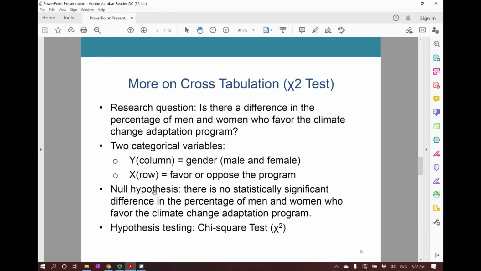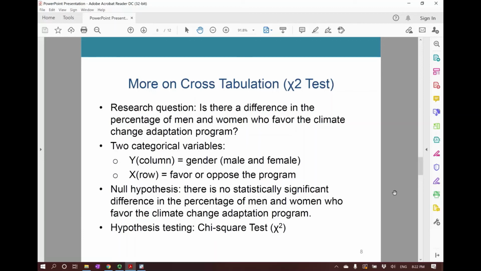Okay? So then our null hypothesis is to say that there's no statistically significant difference in the percentage of men and women who favor the climate change adaptation program. And the hypothesis testing that we're going to do is called a chi-square test. The symbol is called a chi-square.